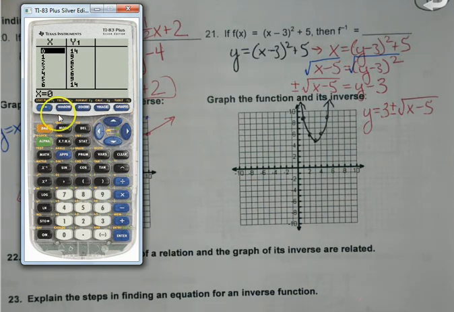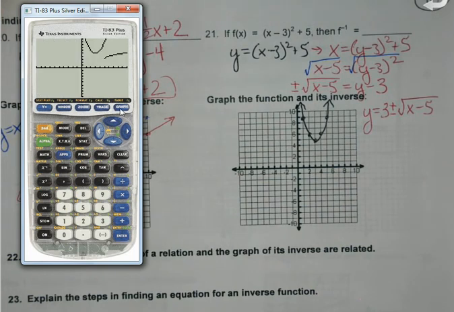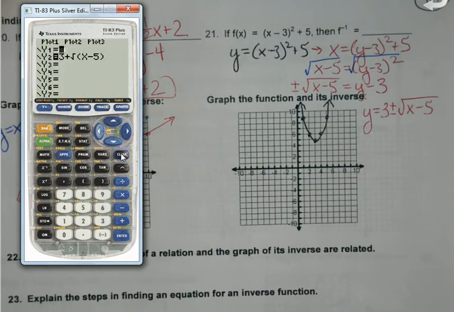Now how am I supposed to do plus minus on here, though? That's kind of weird. We're going to do them separately, but I want you to watch these one at a time. So for instance, I'm going to do 3 plus the square root of x minus 5. And that's the only one I'm going to graph at first, because I want you to see how this comes together. So if I graph this, that's only half a parabola, though. Yes, it is. But watch.